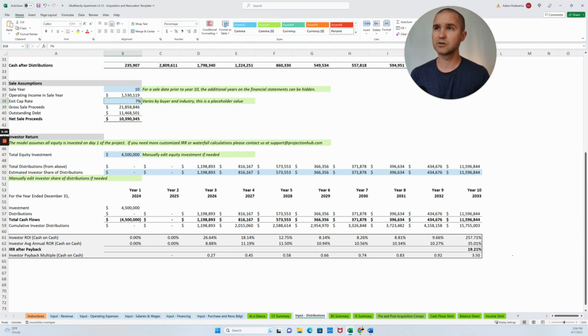So gross sale proceeds go to $21 million. Look at that again. If we were at 5%, we're at $30 million. At 7% cap, $21 million. So a $9 million difference. Now, I think what's almost more striking to me is the dollar amount difference that a 2% change in the exit cap rate creates. You'll also see that the IRR went from 25% down to 19%.